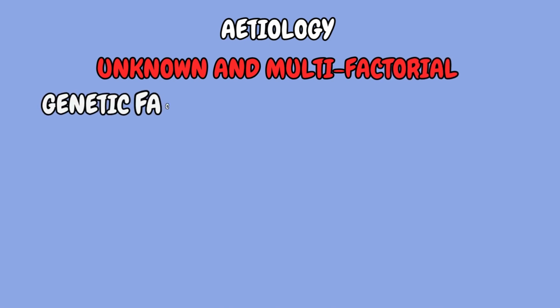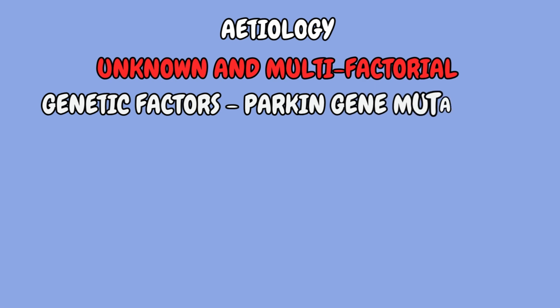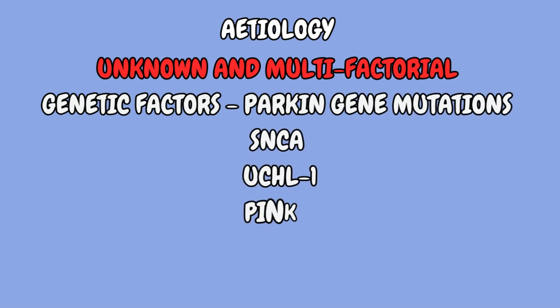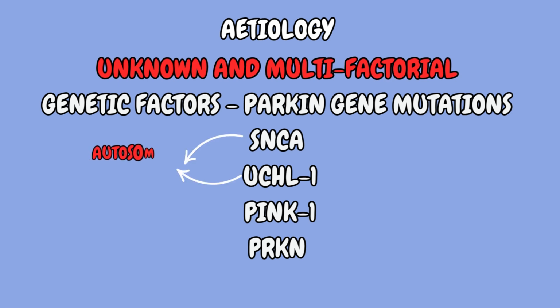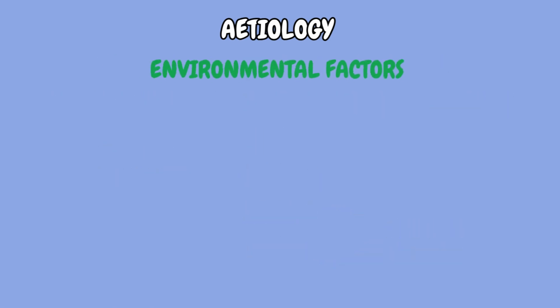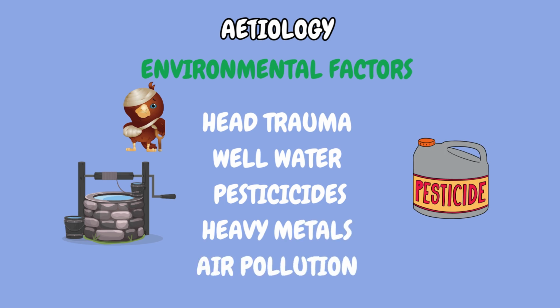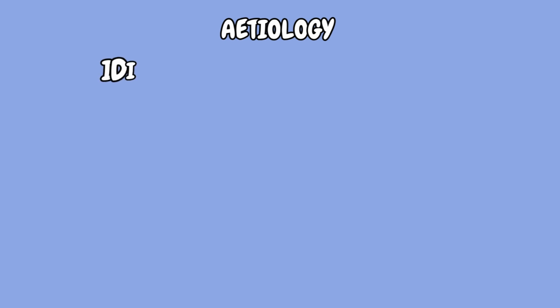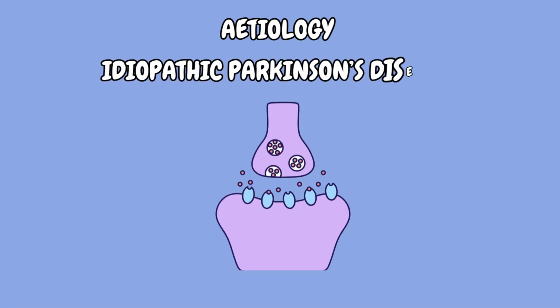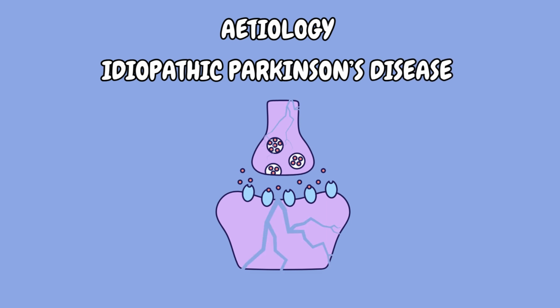The genetic risk factors involve Parkin genes including SNCA gene, UCHL1 gene, PINK1 gene and PRKN gene. The first two are inherited autosomal dominantly, while the last two are autosomal recessive. The environmental risk factors suggest that head trauma, well water, pesticides, heavy metals and air pollution exposure increase the risk for Parkinson's disease. The idiopathic form suggests that oxidative stress from dopamine breakdown causes degradation of the neurons. The idiopathic form is the most common cause in practice.